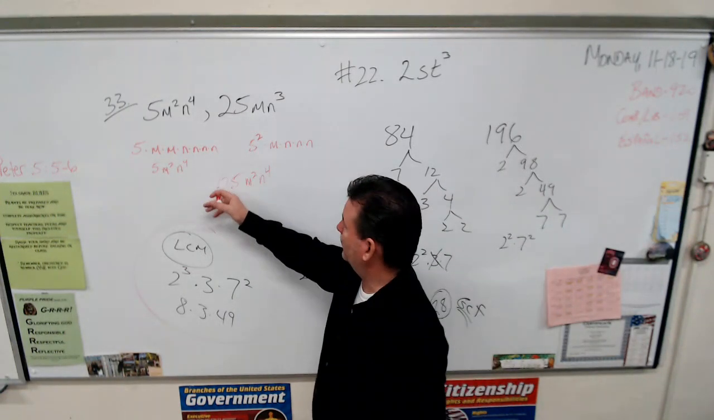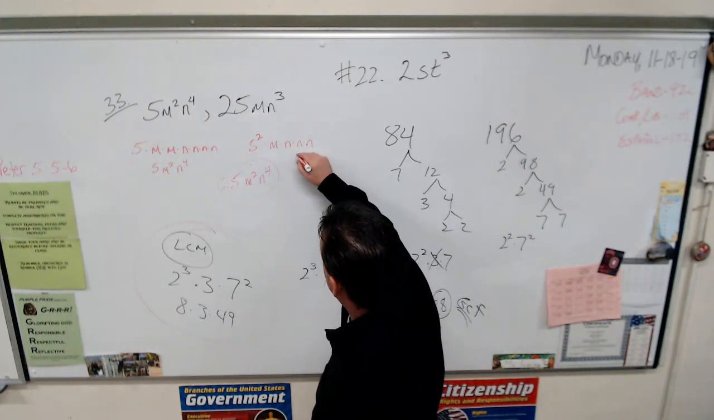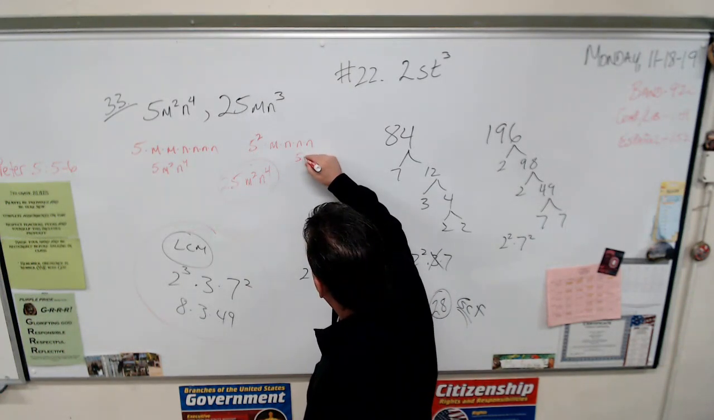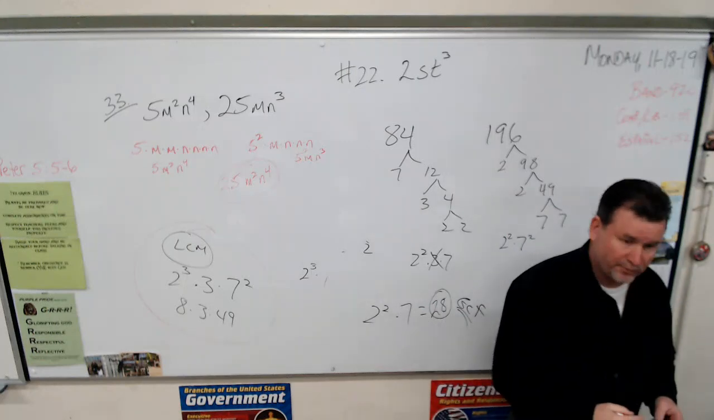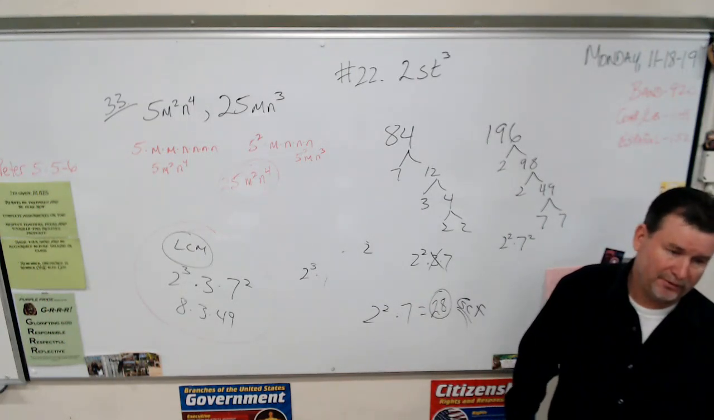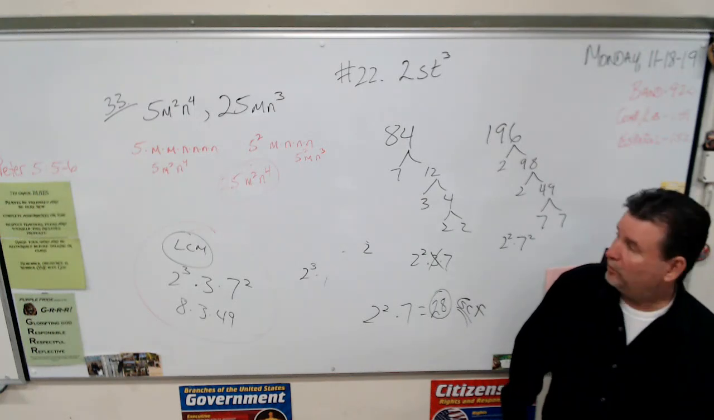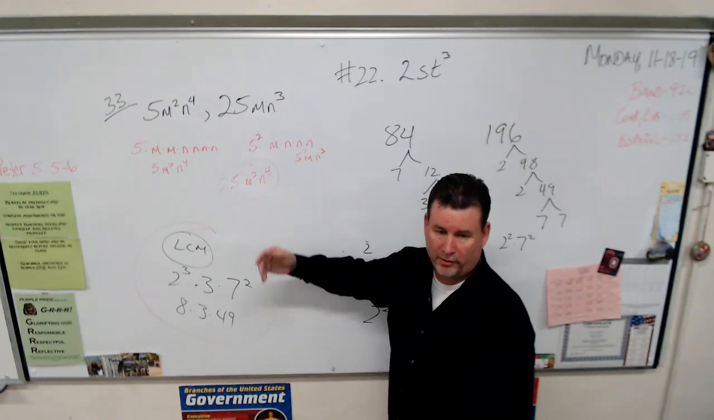Number 33. Yes, ma'am. So we can write it either way. Simplest form would be with the exponents. Okay.